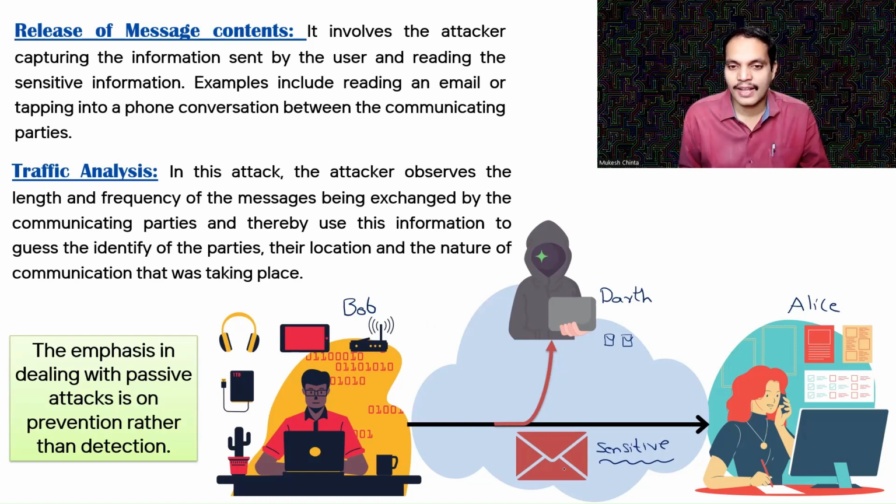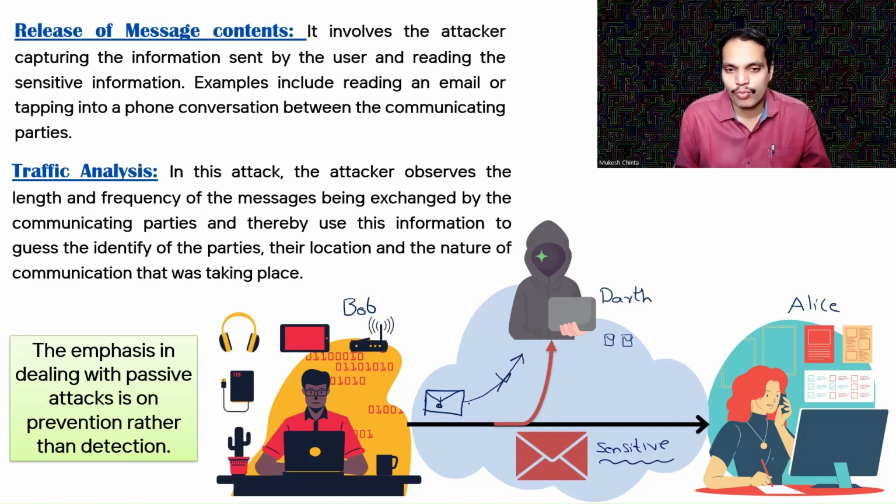Now, once this message is encrypted, even though Darth can access this message, he will not be able to read any information out of it. If it is encrypted at Bob, that means you lock it with a key. Only the corresponding key to unlock it will be at Alice. So even though this message is read by Darth, he will not be able to get anything out of it.